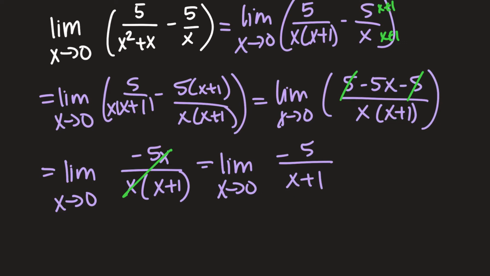That means that I can do straight substitution, right? So I have -5 over 0 plus 1, which means that my limit is -5.